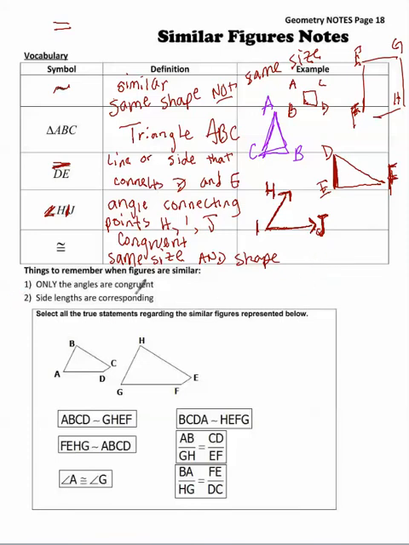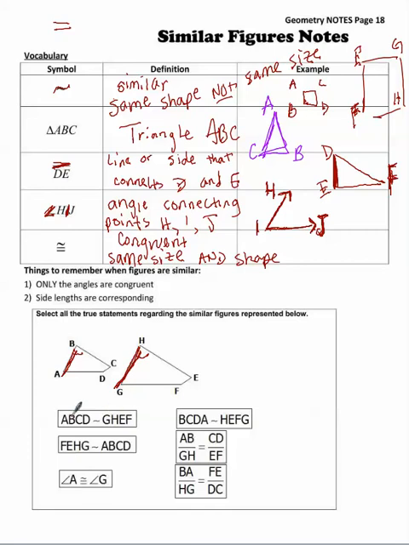So things to remember when figures are similar. Only the angles are congruent. So in the example below, if these two are similar, that means angle B is the same size as angle H, and the side lengths are corresponding, meaning you see how the shape is in the same position? So that means line segment AB is going to be corresponding or in the same location on this other shape. So it corresponds with HG.